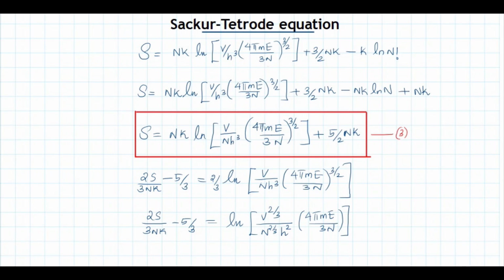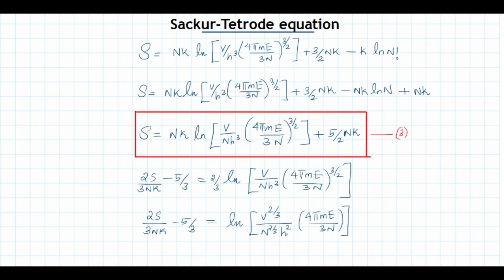What is k log n factorial? Log n factorial is n log n minus n. So when you substitute that here, you will get minus nk log n plus nk. Then this 3 by 2 nk plus nk becomes 5 by 2 nk. And nk log v by h cubed, here you have nk log n with a negative sign. Nk is taken as common. Then log a minus log b is log a by b, so you will get an n in the denominator. So S equals nk log of v by n h cubed, 4 pi m e by 3n, raised to 3 by 2, plus 5 by 2 nk.